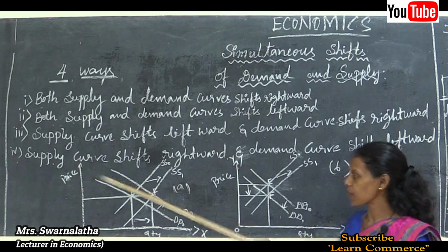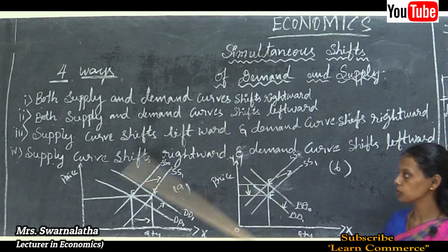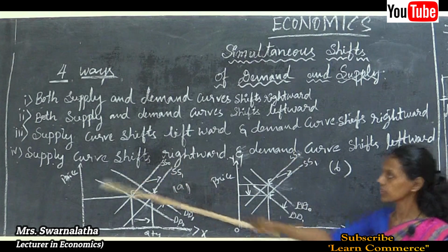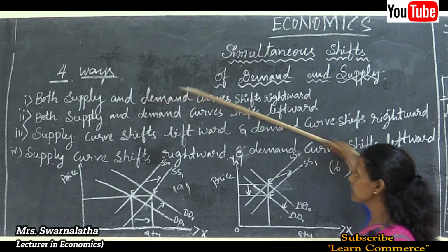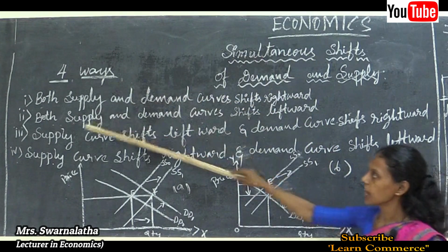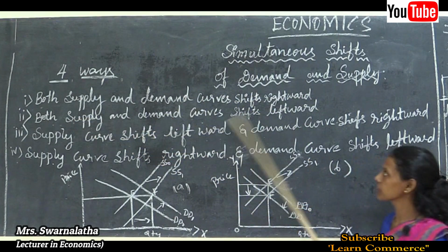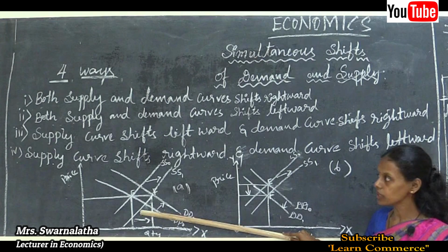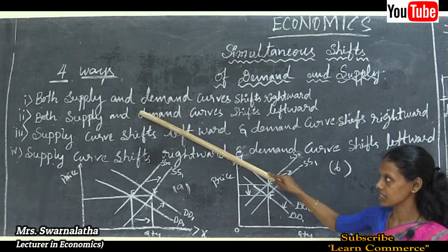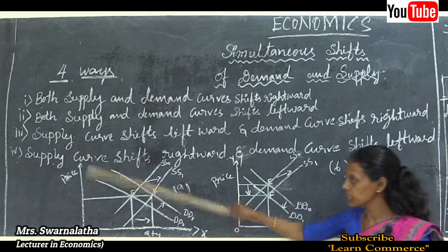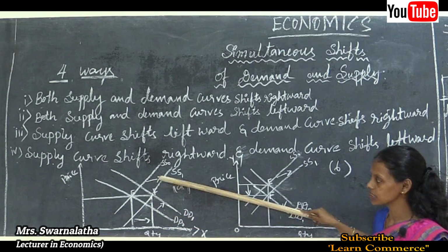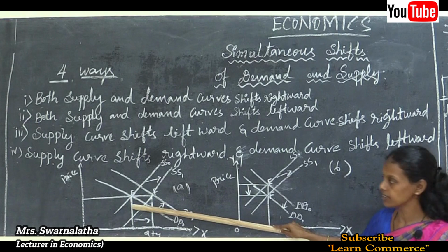For example, panel A and panel B, two figures are there. Here panel A shows both supply and demand curves shifting rightward and both supply and demand curves shifting leftward. What happens if these conditions occur? The first and second conditions we can take together, explaining them with figure A or panel A.